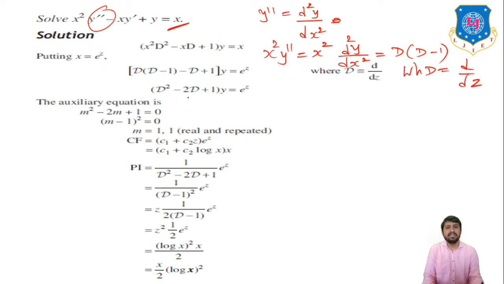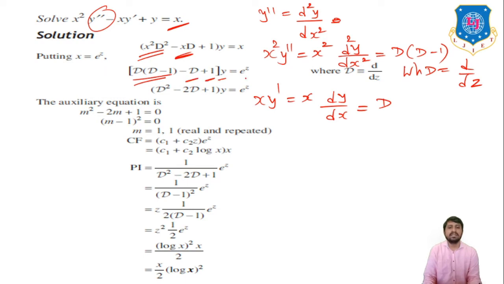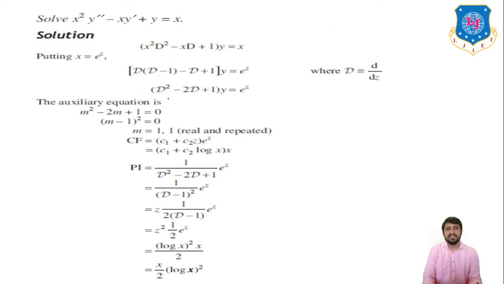Similarly x y dash is nothing but x dy by dx, and we know that x dy by dx I can write as D y. So y will be common: instead of x square d square they write D minus 1, instead of x d they write minus D, plus 1, into y, equal to e raised to z. Here you can see this is capital D and here italic d, so they change the letter.